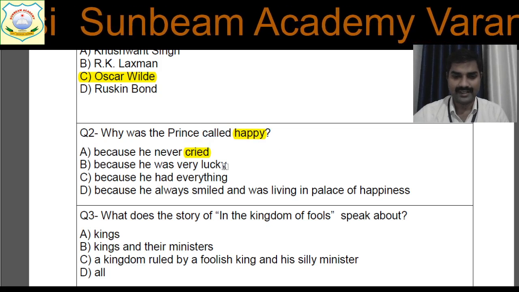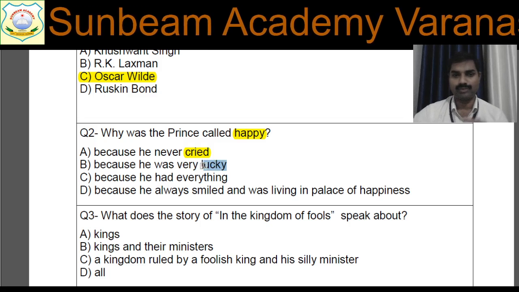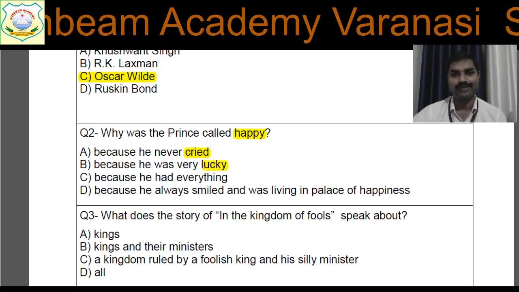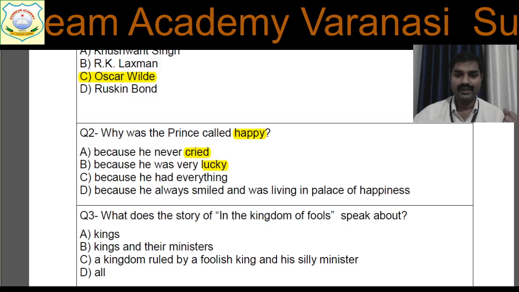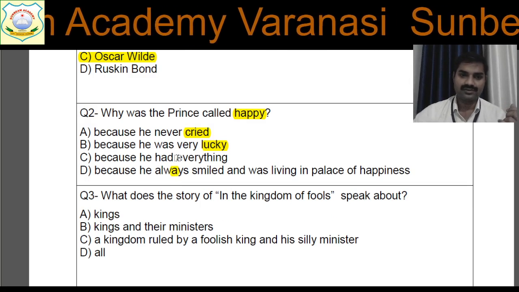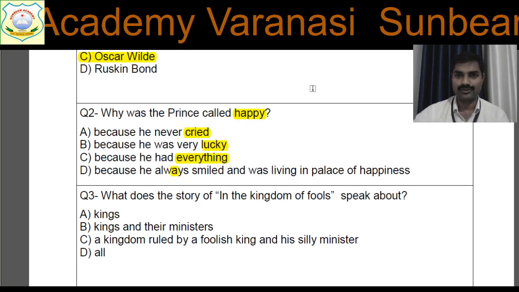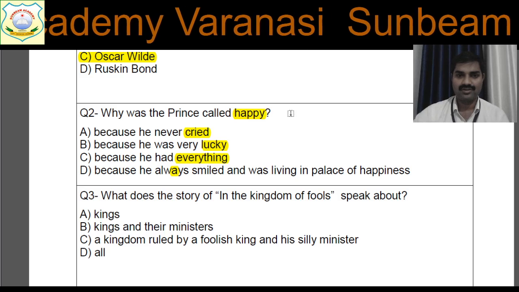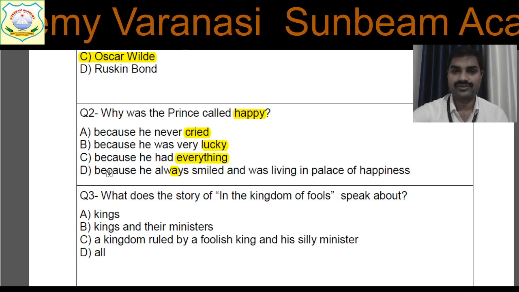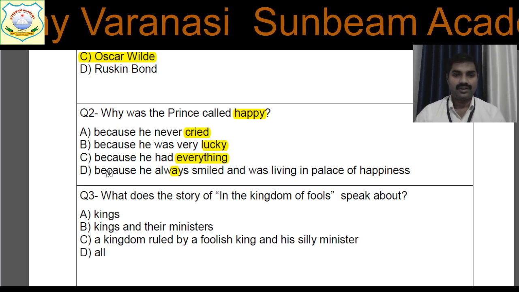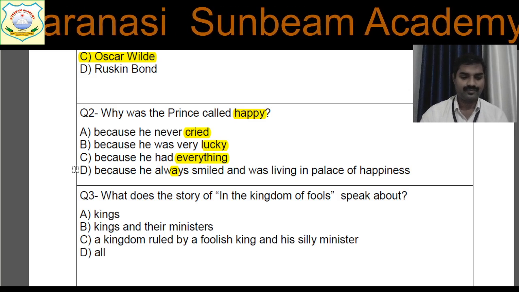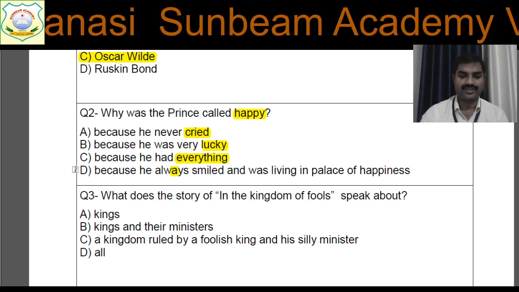Because he was very lucky, that definitely he was lucky because he was born in such a family where he was having a silver spoon in his mouth, so you will call such a person a lucky one. Next is, because he had everything. Very true, since he was born in a palace and he was a prince, so he was having everything. Because he always smiled and was living in a palace, so it is also right, children.